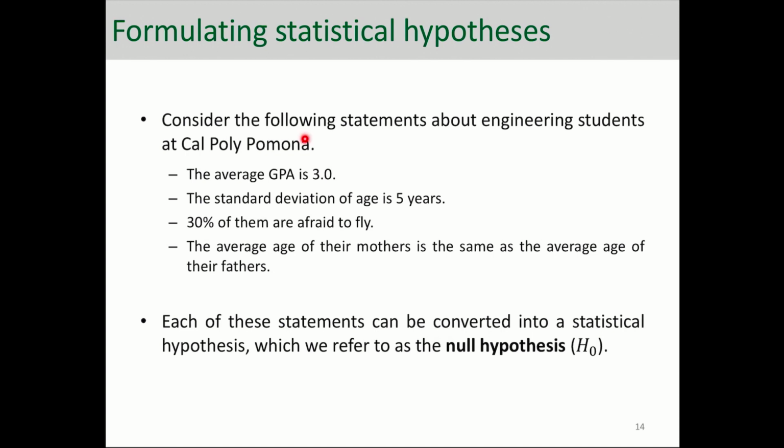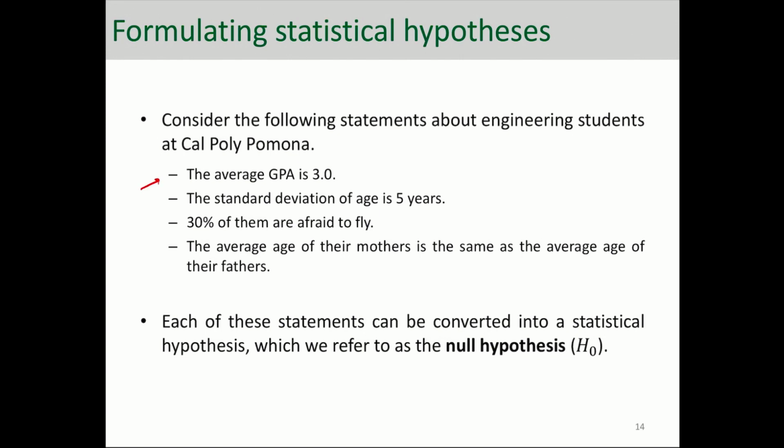Consider the following statements about the engineering students at Cal Poly Pomona. These are statements that we don't know whether they're true or not, but they can be our hypotheses, right? The average GPA is 3.0. The standard deviation of age is 5 years. 30% of them are afraid to fly, and the average age of their mothers is the same as the average age of their fathers. So these are some random statements about these students, and we don't know whether they're true or not. Each one of these statements can be turned into a statistical hypothesis test.